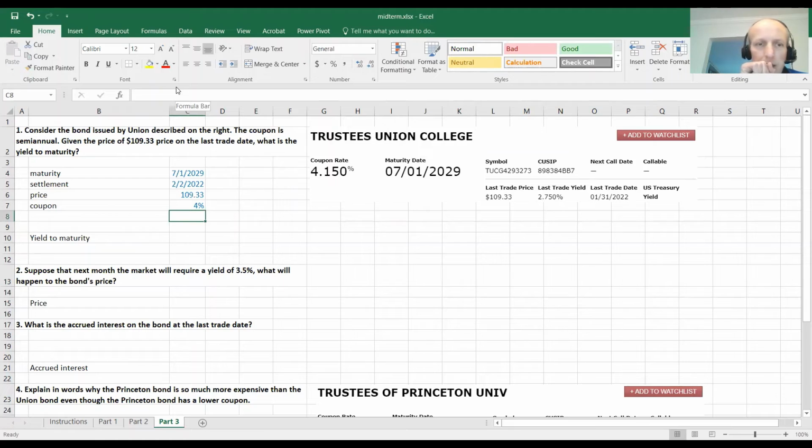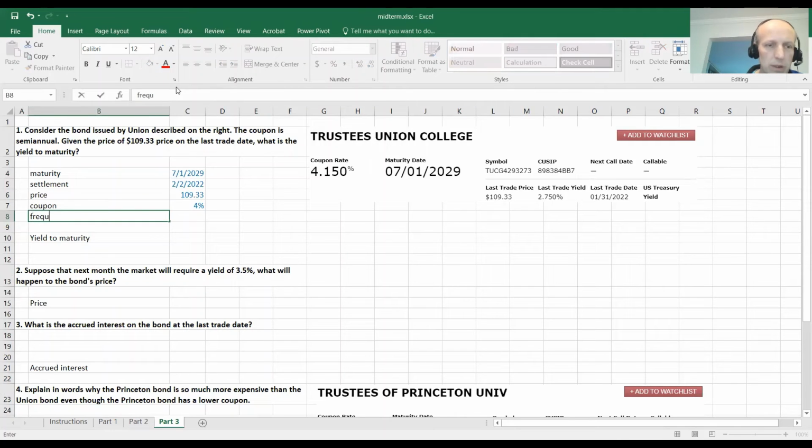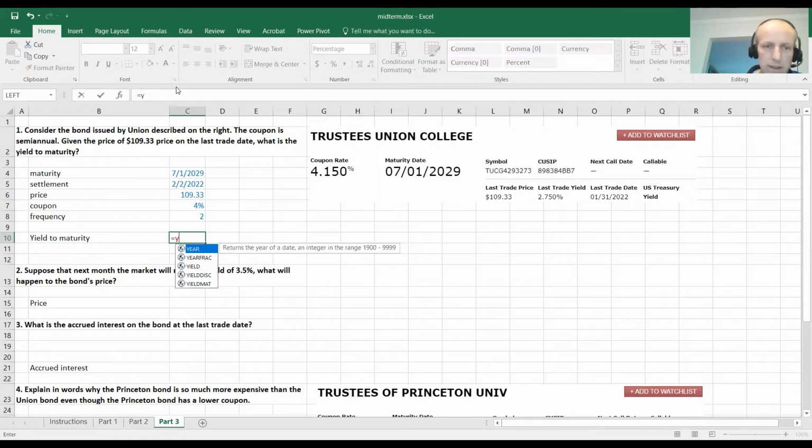What else do we need in order to figure out the yield to maturity? Sure, we're going to need a frequency. Frequency is, it's a semi-annual bond, and yield to maturity. I think that should be it. So let's go with yield.